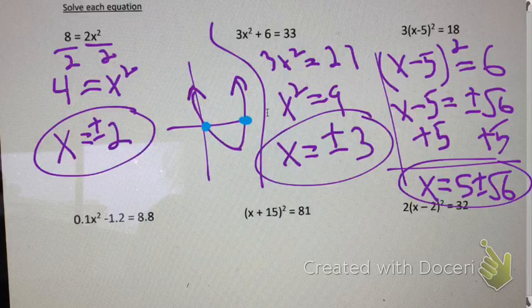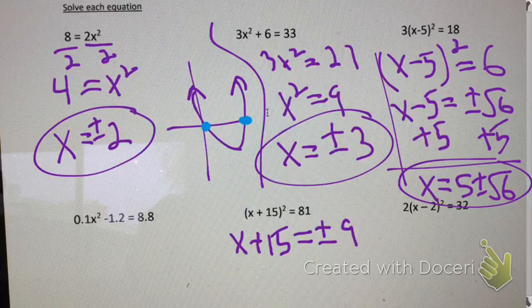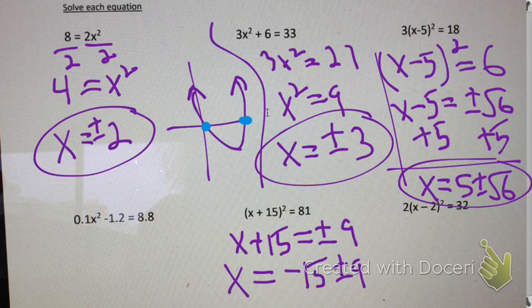And then when you get to this other one, I'm going to skip the decimals for a moment. I'm going to do this one right here and take the square root: x plus 15 equals plus or minus 9. Therefore, x equals negative 15 plus or minus 9. Or you might just want to say on that one, that's going to be negative 15, now is where I use a calculator, plus 9, which is negative 6, or negative 15 minus 9, which is going to be negative 24.